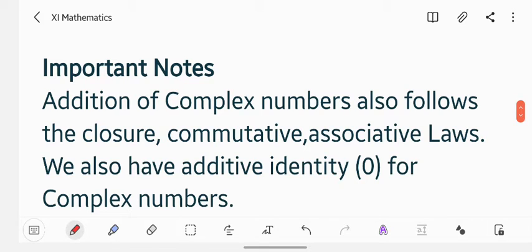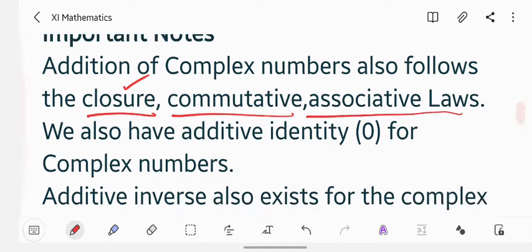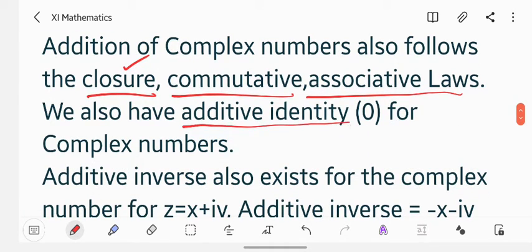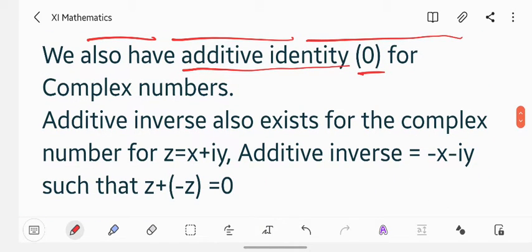Addition of complex numbers also follows the closure, commutative, associative laws that we have seen already in our previous number systems. In natural numbers, in integers, we have read about these particular terms in the properties of addition, subtraction, multiplication, and division. We have seen how the closure property works, how commutative and associative laws work, as well as the additive identity, which was 0, if you try to recollect, and then complex numbers.